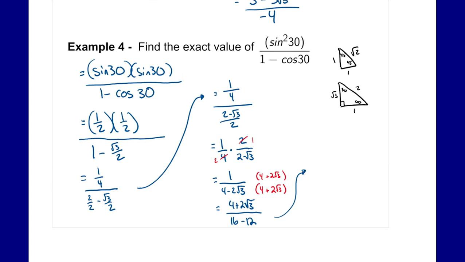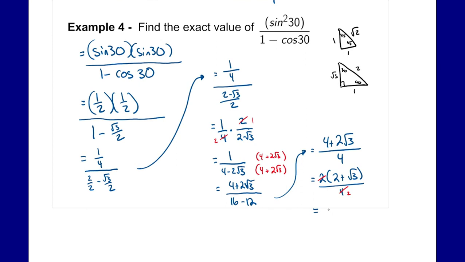And then finally, bring it over again, 4 plus 2 root 3 divided by 16 minus 12, which is 4. And then I can simplify because I can take out a factor of 2. Kind of a long process. So 2 times 2 plus root 3 divided by 4. I can cancel out one of those factors. It leaves me with 2 on the bottom. So I get finally 2 plus root 3 over 2.